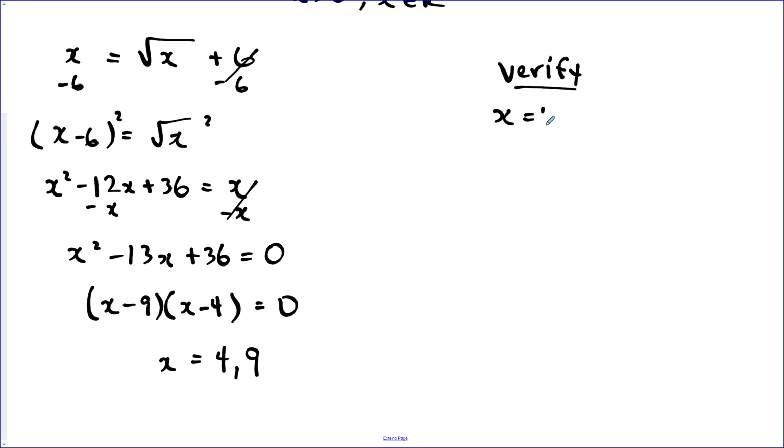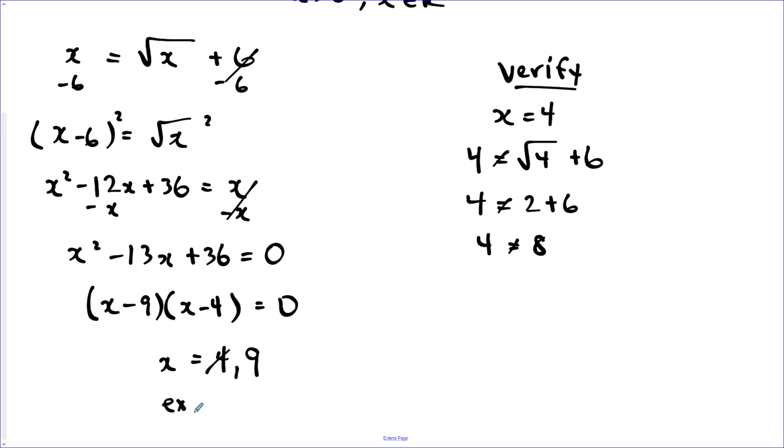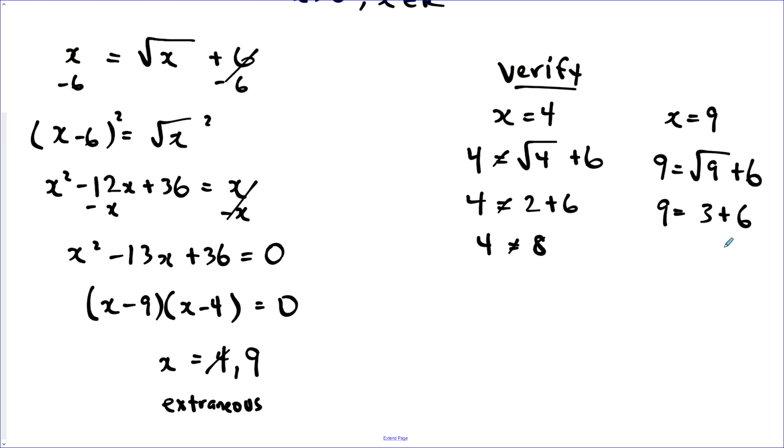x equals 4 first. Let's put 4 in our equation, so 4 equals the square root of 4 plus 6. 4 equals, square root of 4 is 2, plus 6, that's 8. So that does not work. So 4 is extraneous. Now let's check if 9 works. 9 is equal to the square root of 9 plus 6. And that does work. Square root of 9 is 3, 3 plus 6 is 9, and this is just fine.